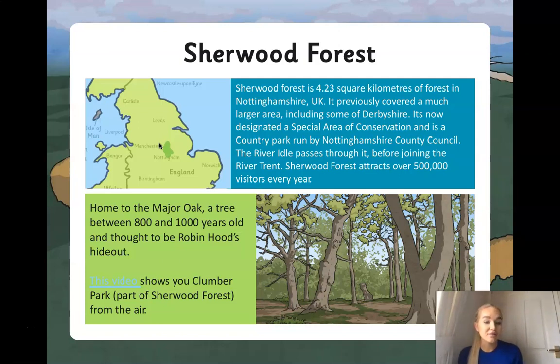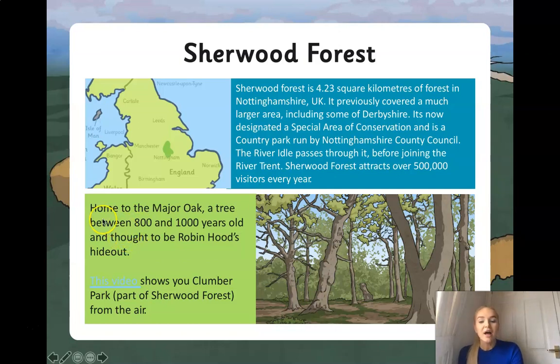And the same like the Amazon rainforest, it previously covered a much larger area. But now things have happened and it doesn't cover that much of a big area anymore. So you can already see the similarities and differences about the amount of space they've covered. That's different, but what's similar is that they both used to cover a much larger area. Now it's got a River Idle passing through it before joining the River Trent. Now the Sherwood Forest attracts over 500,000 visitors every year. So that's about a quarter of the visitors that the Amazon rainforest attract. Because how much did the Amazon rainforest attract? 2 million. Fantastic.